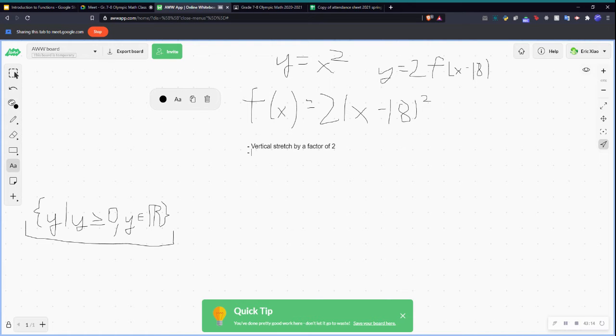Okay. So this minus 18, this will be a horizontal translation. So you'd write horizontal shift. And this is 18 units to the right. It's x minus 18. Right, so these are actually your only transformations for this function f of x. All right, so that's question 1.